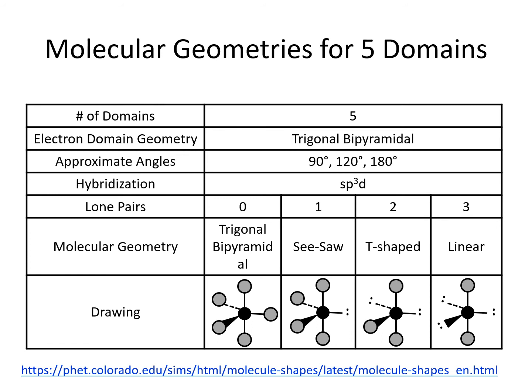5 domains, 2 of which are lone pairs, is T-shaped molecular geometry. Again, the T is on its side. The axial atoms form the horizontal bar of the T, and the equatorial atom forms the vertical bar of the T. 5 domains, 3 of which are lone pairs, is a linear molecular geometry. Although the electrons are pushing in 5 directions, the atoms themselves are pointing in a straight line.